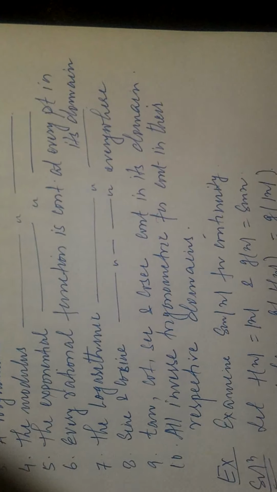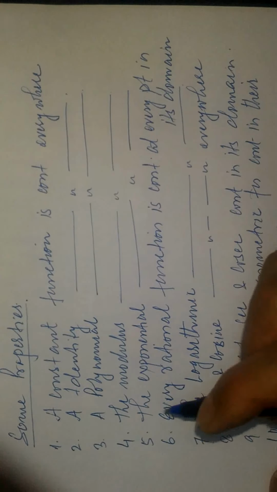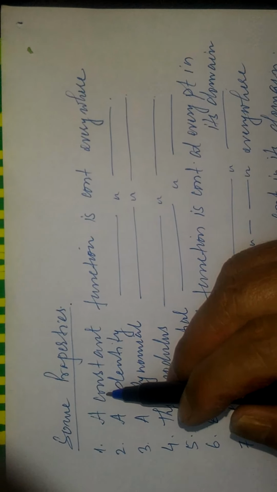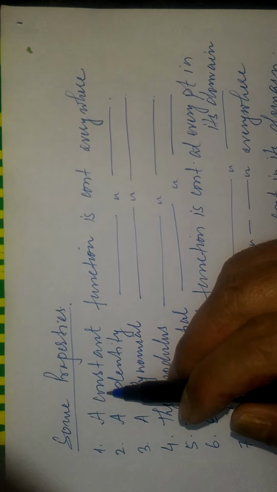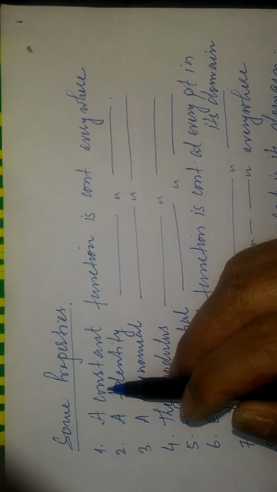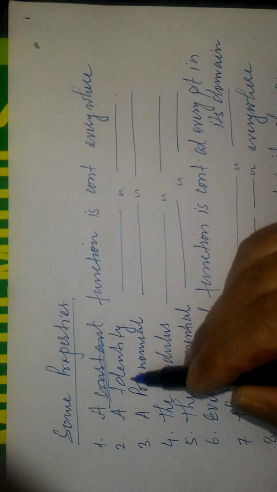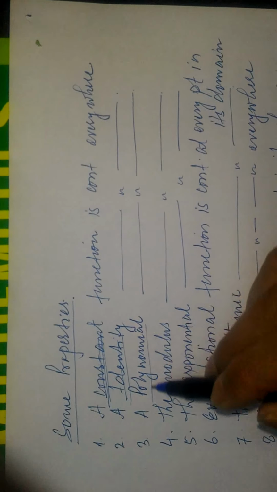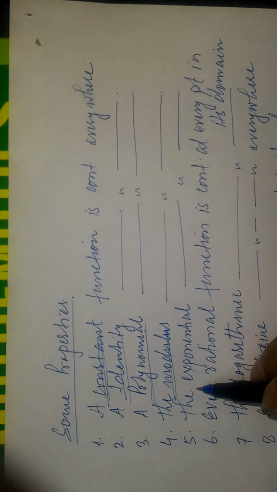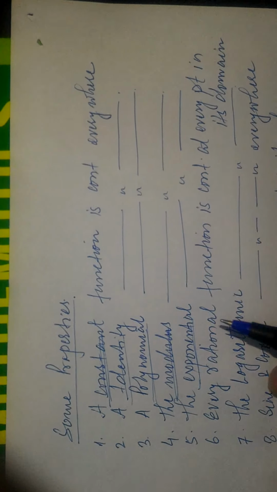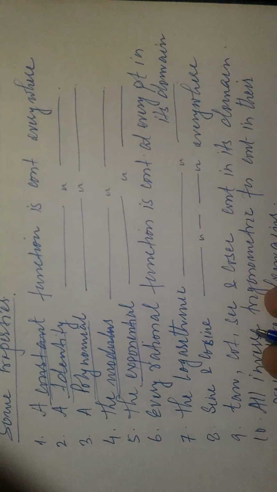Now some properties. The proofs of some of these properties are already given in your book, and they are very easy, so I'm not going into the proofs. I will just enumerate all these properties. First is a constant function, identity function, polynomial function, modulus function, exponential function. They are all continuous everywhere in their domain because their domains are the real numbers.